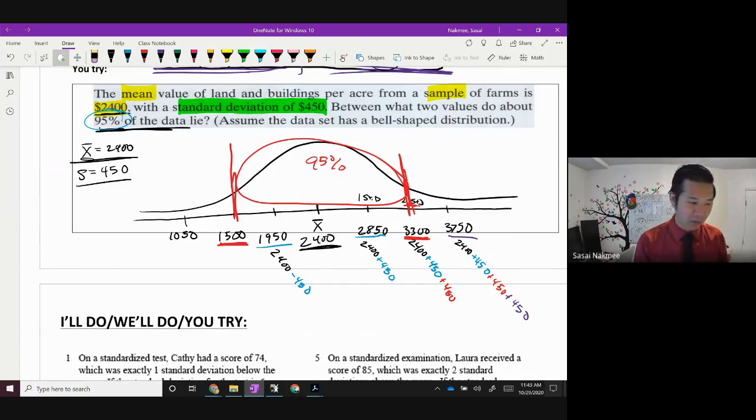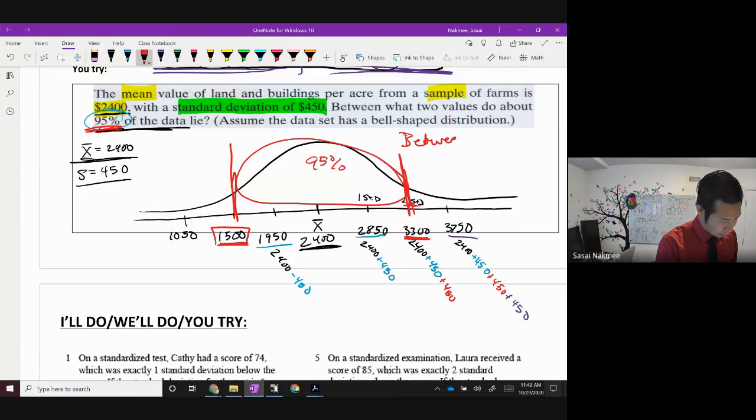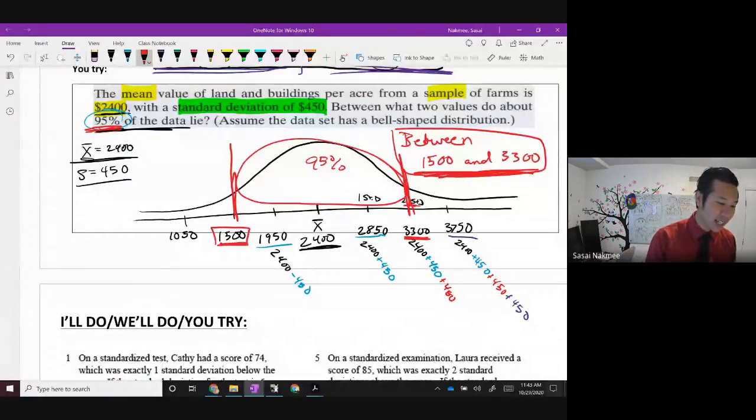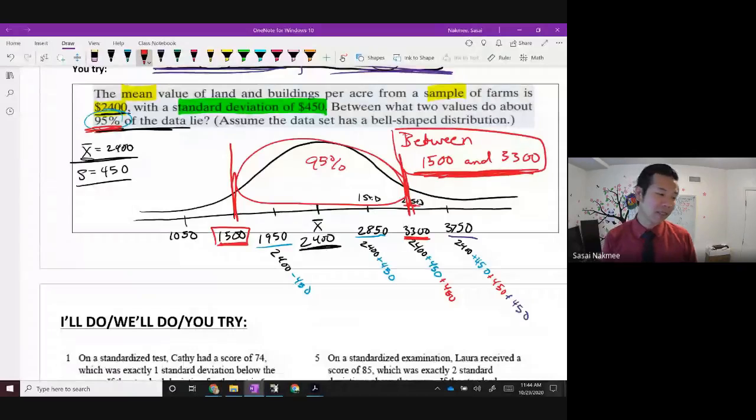But that's not my answer, right? They're not asking for 95%. They're asking for where does the 95% occur. And the where is going to be right here. It's going to be between 1,500 and 3,300. Between 1,500 and 3,300, and that's your answer in this case. So the last couple of them, the answers were percentages. This one, they gave you the percentage, and they're asking you to find the values that it's between, right?